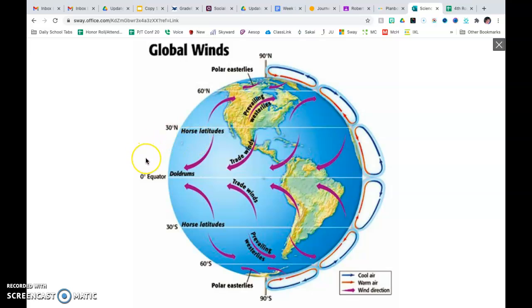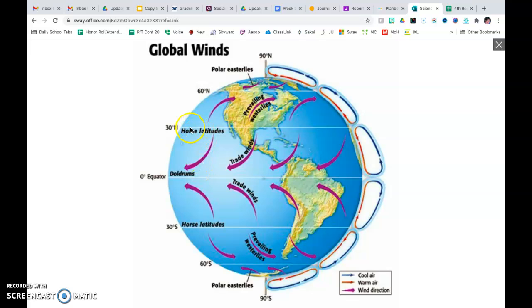So let's start again at 0 degrees equator. You have what are called the doldrums. And I kind of think of those as doldrums because basically there's no wind. It's kind of dull. So doldrums, think doldrums.